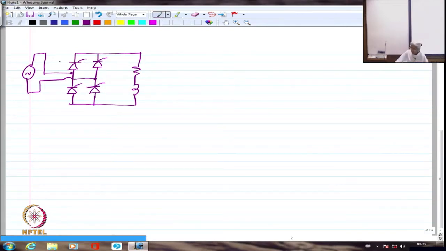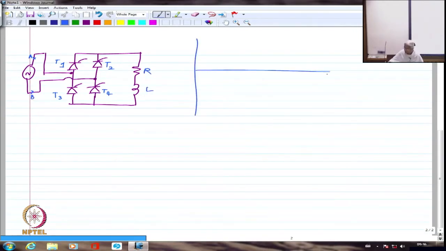In this case, we numbered these as T1 and T4, and we call these T2 and T3, and we call this point A and this point B, and we said this is an RL load. Just to reiterate, we drew different waveforms: the supply voltage, load voltage, supply side current and load side current.